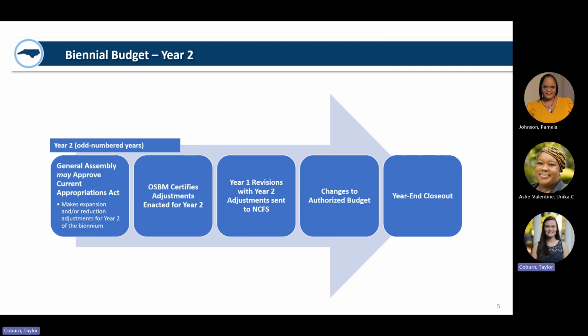Year 2 proceeds in a similar manner to Year 1. The General Assembly may choose, but is not required, to make adjustments to the second year budget in a current appropriations act. And instead of repeat revisions interfacing following certification, Year 1 revisions with Year 2 amounts, which will already be reflected in IBIS, will be sent to NCFS following certification so that the two systems reconcile.